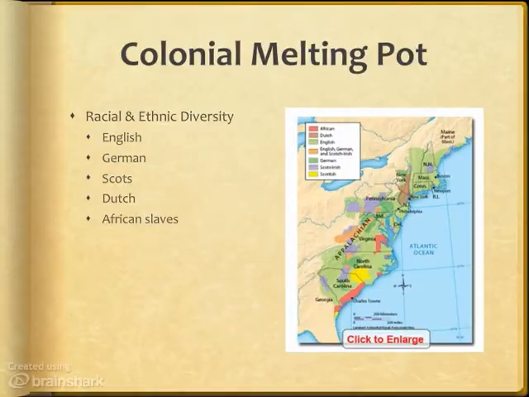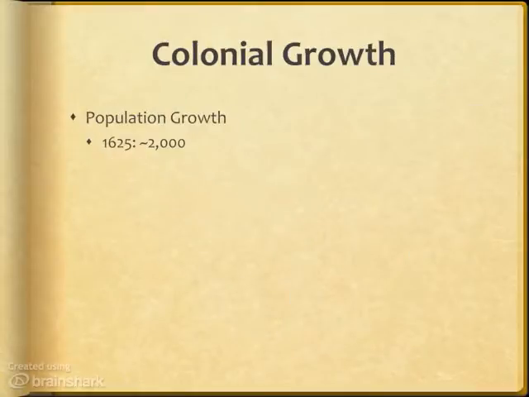Finally, if we're going to talk about immigration to the colonies, we can't forget the involuntary immigrants. In other words, the hundreds of thousands of African slaves who were kidnapped and forced into slavery in the Americas. These immigrants helped the colonies to grow.